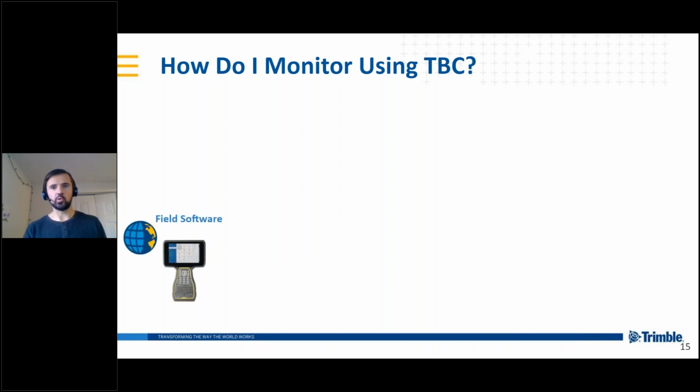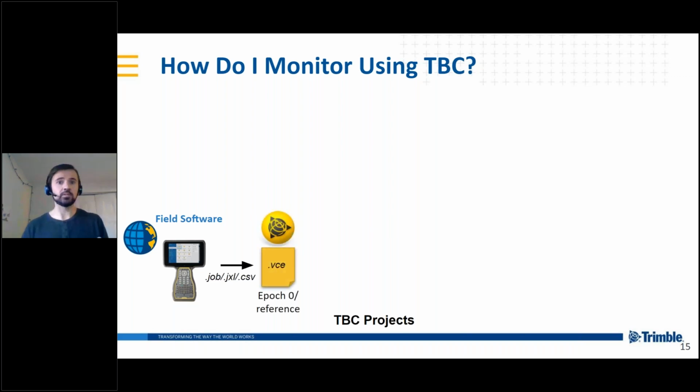So we start, of course, in the field. We collect the data, whether that's Trimble Access or another software or another means, and then we export that data out, whether it's through a job JXL file, maybe it's just a basic ASCII CSV file, and we take that data and we put it into a TBC project. And when we say TBC project, it's a .vce file, so you'll hear me refer to that. And this is essentially our first set of data. So we've collected our first epoch, our baseline, our reference measurements, and that's our first VCE project.